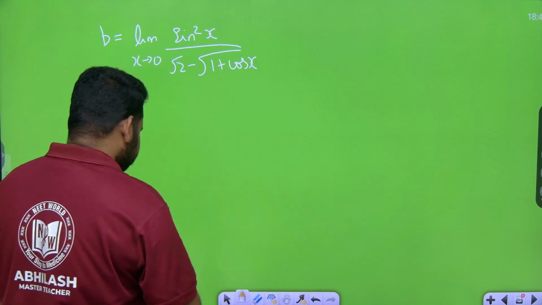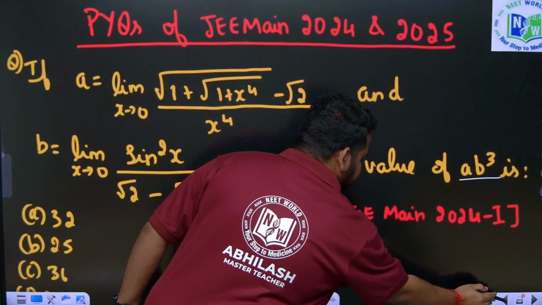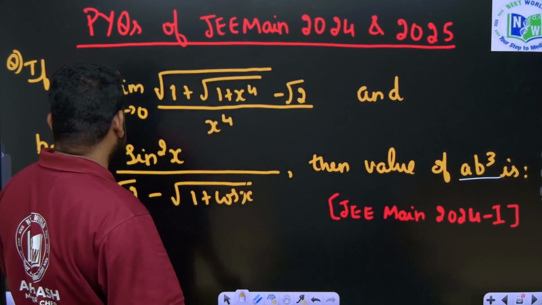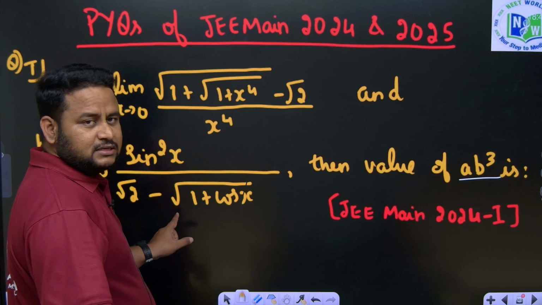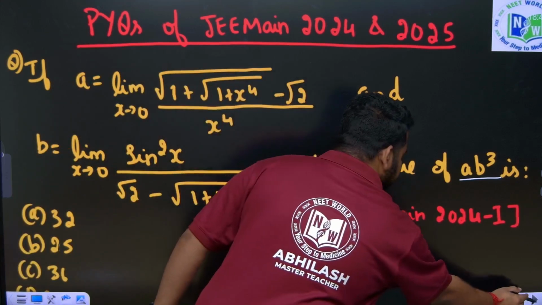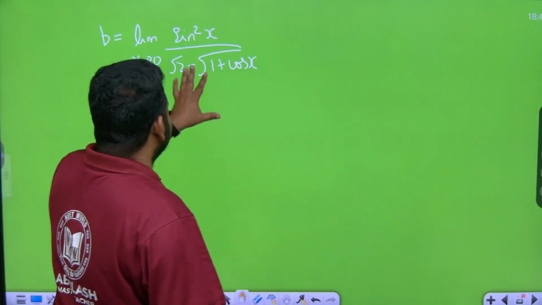Okay, now let me check once. What is the value of b? They were given b is equal to the limit as x tends to 0 of sin square x by square root of 2 minus square root of 1 plus cos x. So this will become what, friends? Square root of 1 plus cos x.